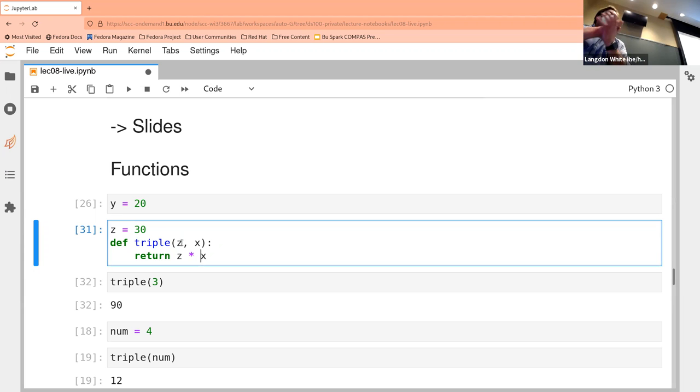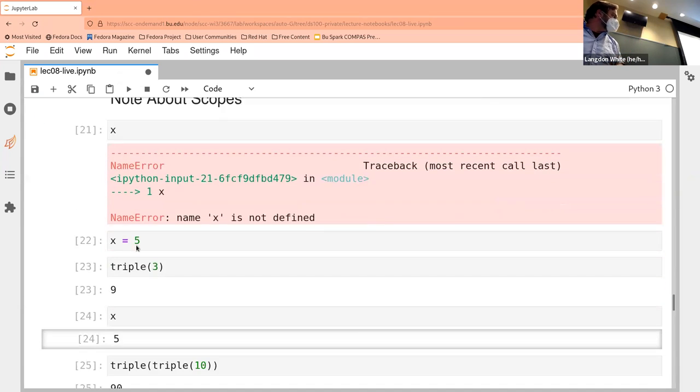Cool. Then we can get into some really weird scope stuff too, but we'll leave it alone.